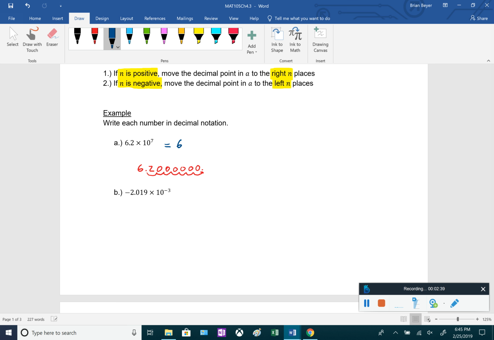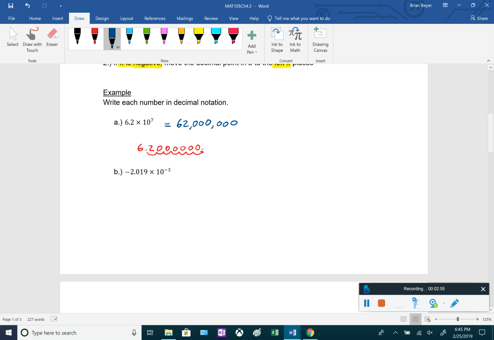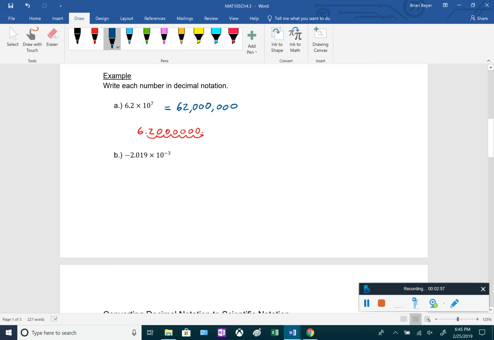So that's going to be our number. It's going to be 62 million. So 6.2 times 10 to the 7th is just 62 million. And obviously we don't need that decimal at the end. Next one, negative 2.019 times 10 to the negative 3. I'm going to ignore that negative for a second, and I'm just going to know that our answer is going to be negative.